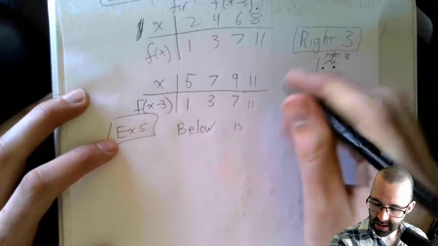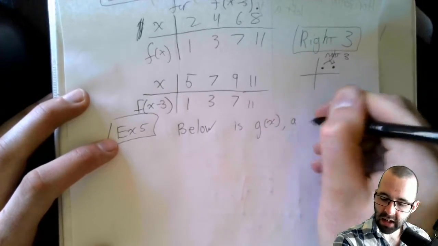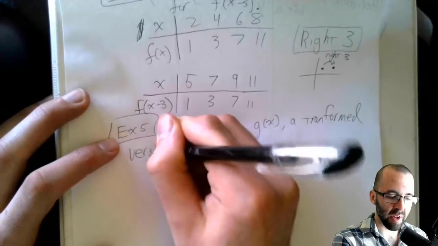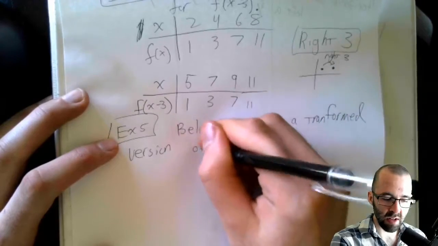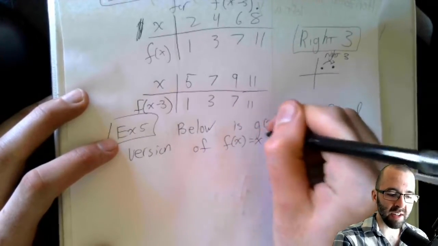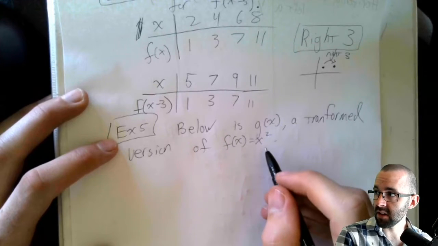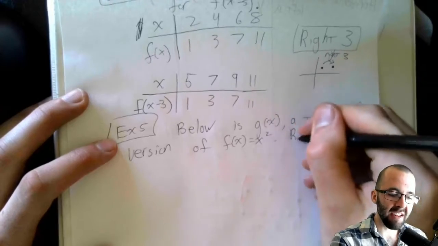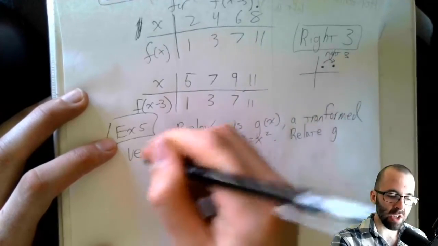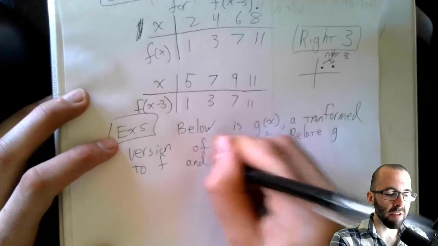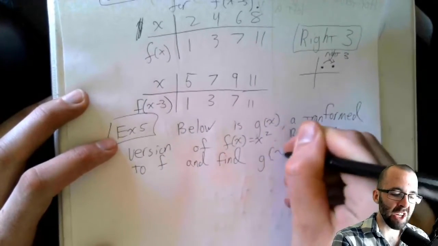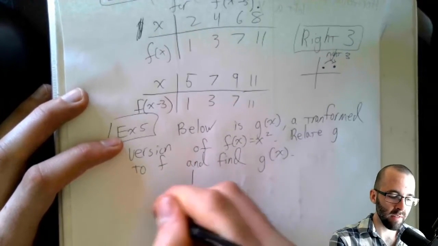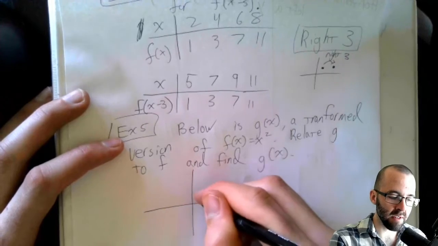Below is g of x, a transformed, we're going to go the other way this time, a transformed version of f of x equals x squared. This is one of our toolkit functions. A parabola. Relate g to f and find an equation for g of x. All right. So this is part of the problem. I'm giving this to you.